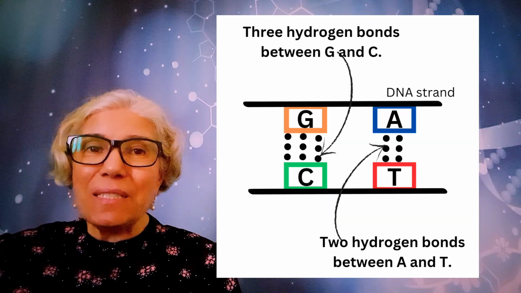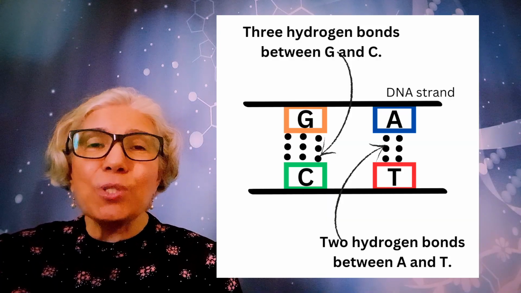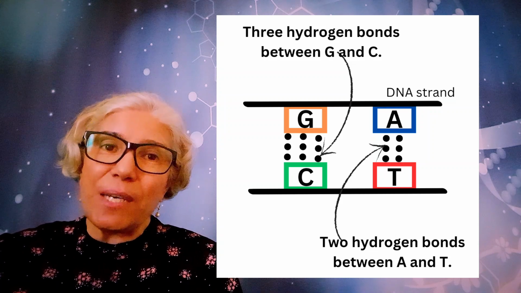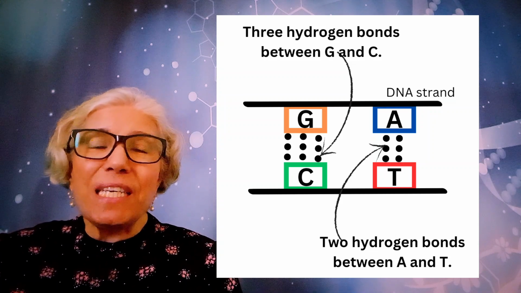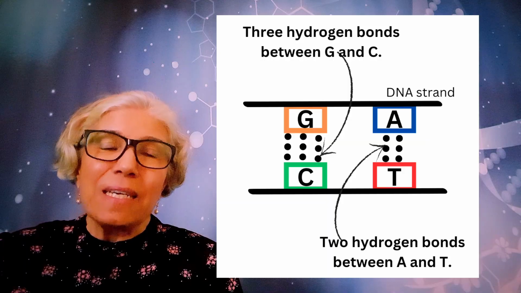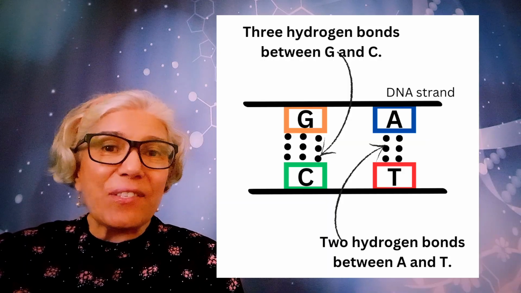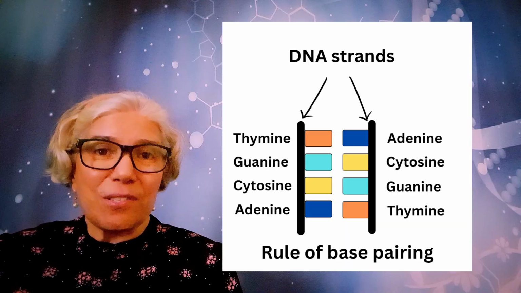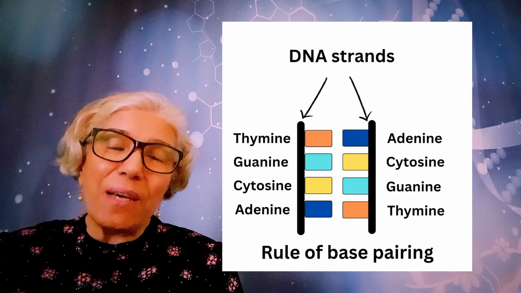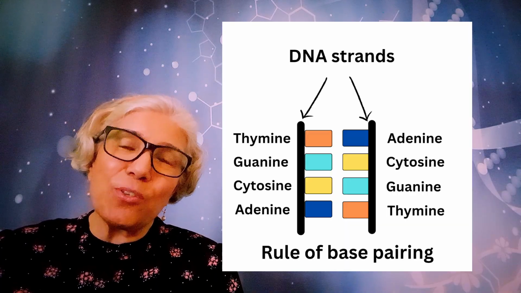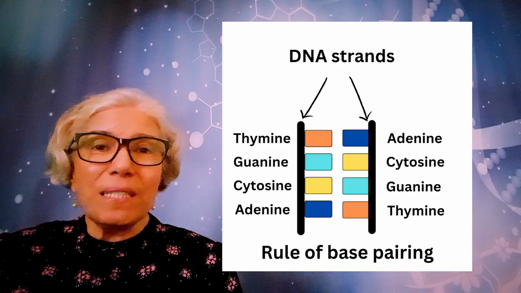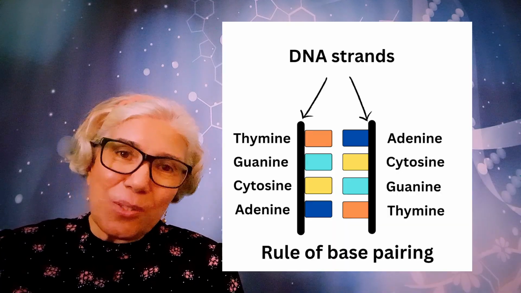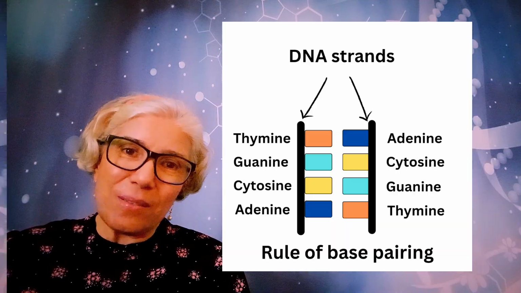Adenine and thymine are paired together through 2 hydrogen bonds. Guanine and cytosine are paired together through 3 hydrogen bonds. This is the rule of base pairing, by which an adenine in one strand pairs with thymine in the other strand, and a guanine in one strand pairs with cytosine in the other strand.